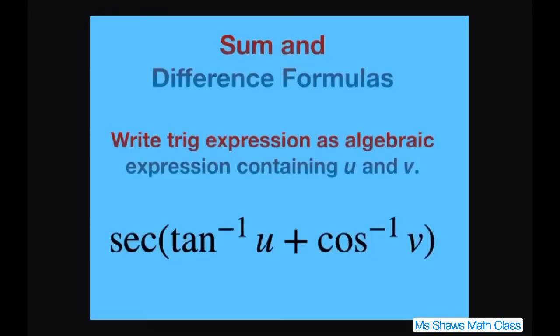Everyone, we're going to write a trig expression as an algebraic expression containing u and v for this expression. So basically we have secant of alpha plus beta. For secant we're going to use the cosine. So we're going to be using this formula here.